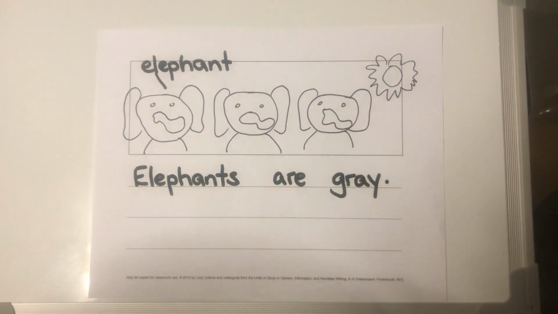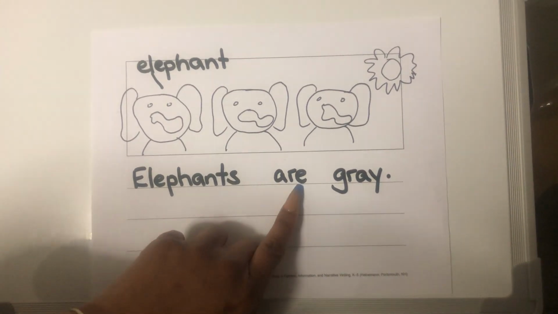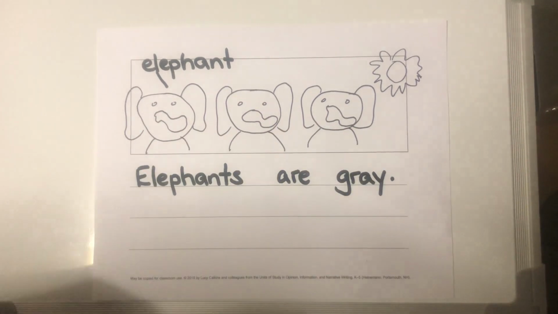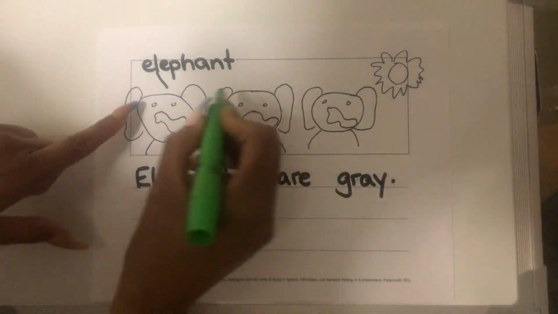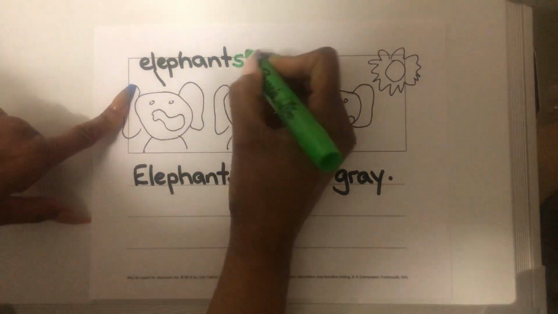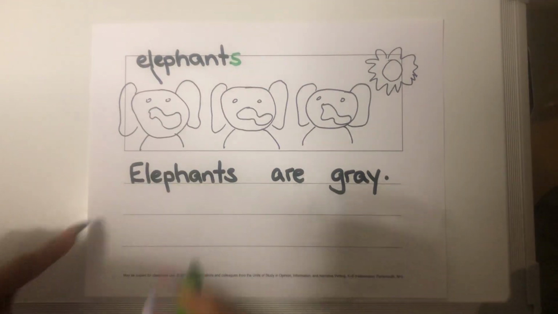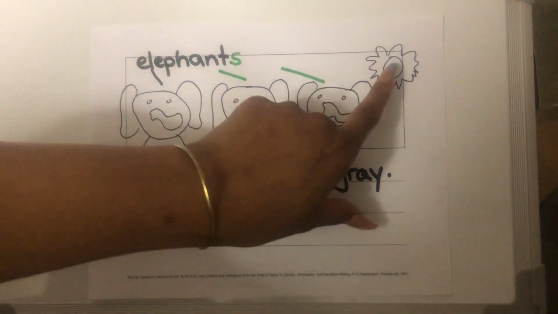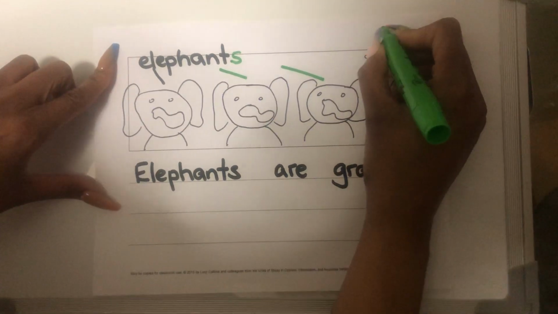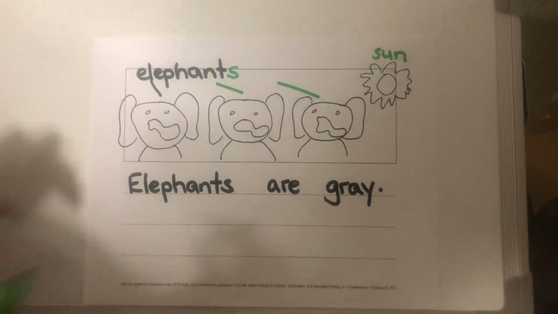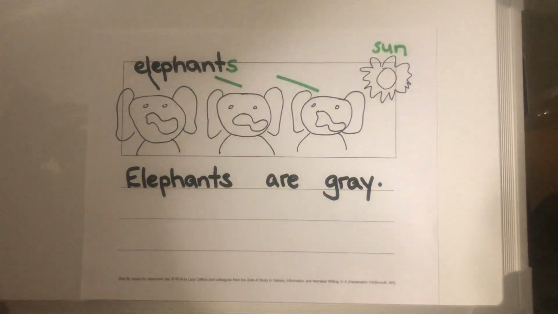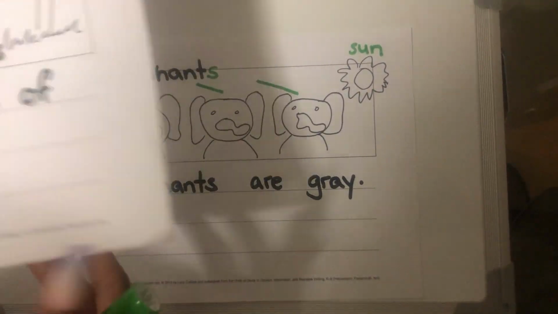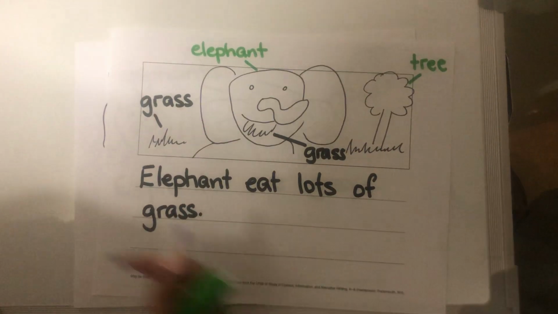On our last page, we said that elephants are gray. And we have 3 elephants. So we can label elephants. I can put an S right here for elephants, right? My elephants. And the sun. I'm going to put the sun. Okay. So we added labels to our writing.